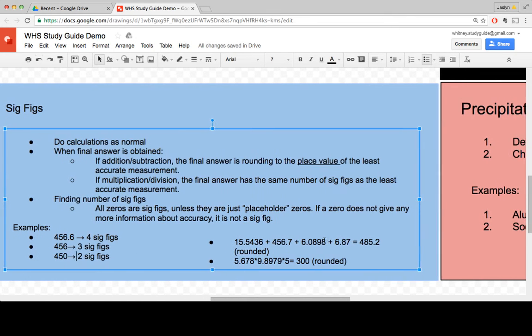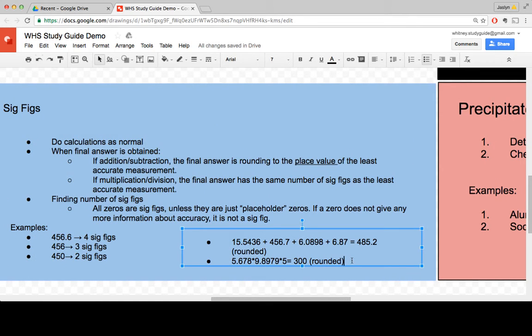Now we're going to do some addition. You don't have to break out your calculators for this part. The important thing is that you get how many sig figs you will include in your answer, or how you will round your answer. So you have an addition problem over here.